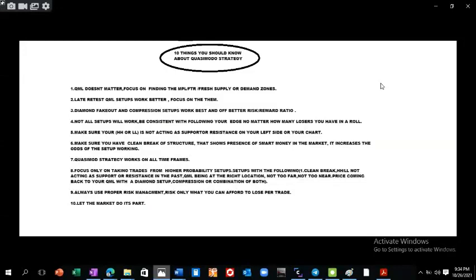The seventh one is Quasimodo strategy. The Quasimodo strategy works on all time frames. Guys, price action is fractal. So we can actually find the same setup on the 1 minute time frame, 5 minute time frame, 1 hour, daily, weekly, monthly. You're going to find the same setup and it works.